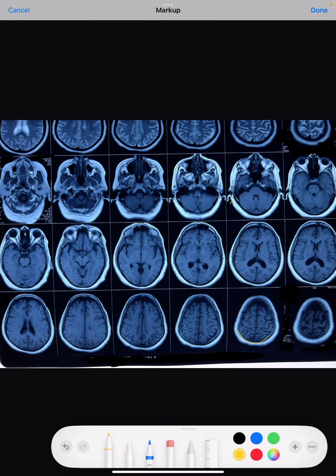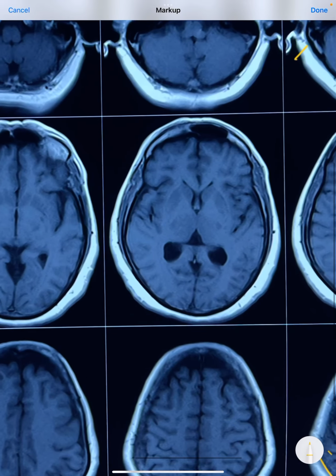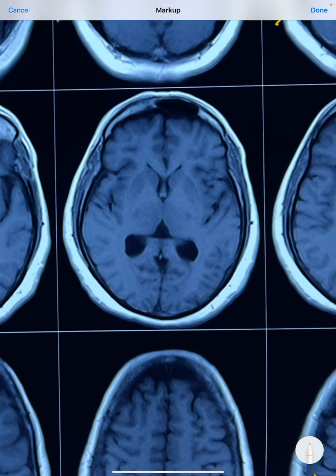Other things which are very, very important: when we see here, we can very nicely make out that this is the caudate. If you can see here, just see here, you can very nicely make out this is caudate.